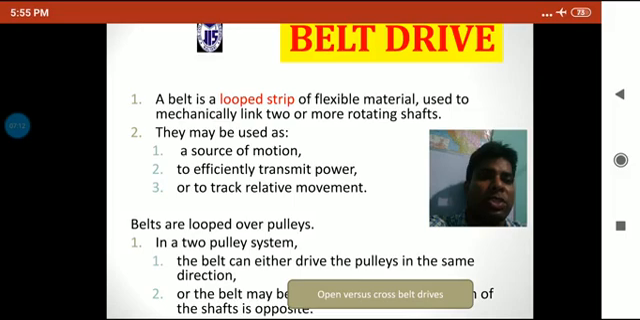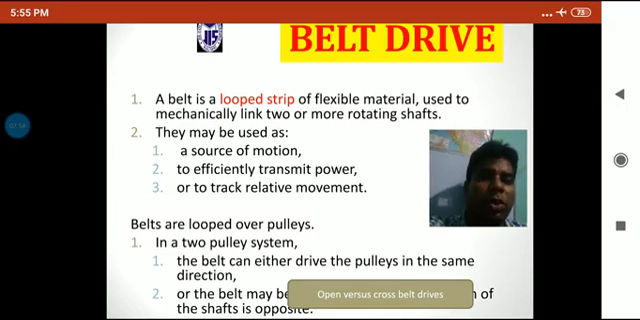So belt can be extended or belt may be failed. So some elasticity property will be there. For that property, belt may be extended or maybe fail. That is the main cause of slipping. Because when the elasticity property is less, the material has a tendency, or the belt has a tendency, to slip in the pulleys.